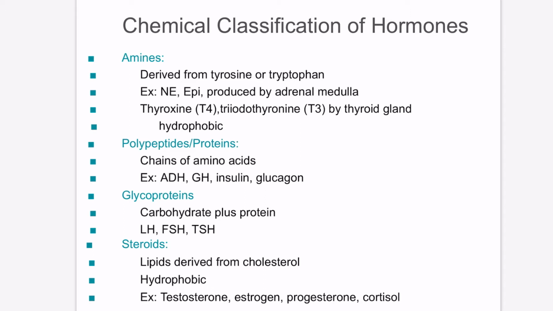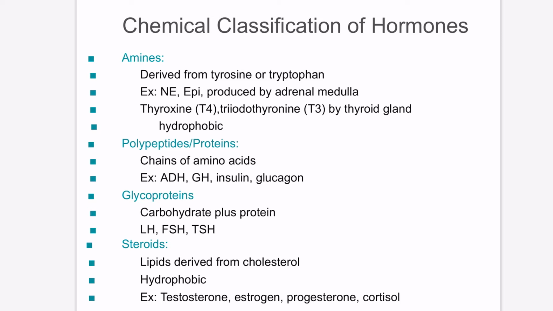So quickly, there is a way to chemically classify hormones based off of what they are made out of. So for example, amines. Amines are produced from tyrosine or tryptophan, and examples of these would be norepinephrine and epinephrine, which are both produced by the adrenal medulla, T3, T4 by the thyroid gland, and these are hydrophobic. Polypeptides and proteins, as you know, these are chains of amino acids, and examples of these would be antidiuretic hormone, growth hormone, insulin, or glucagon.